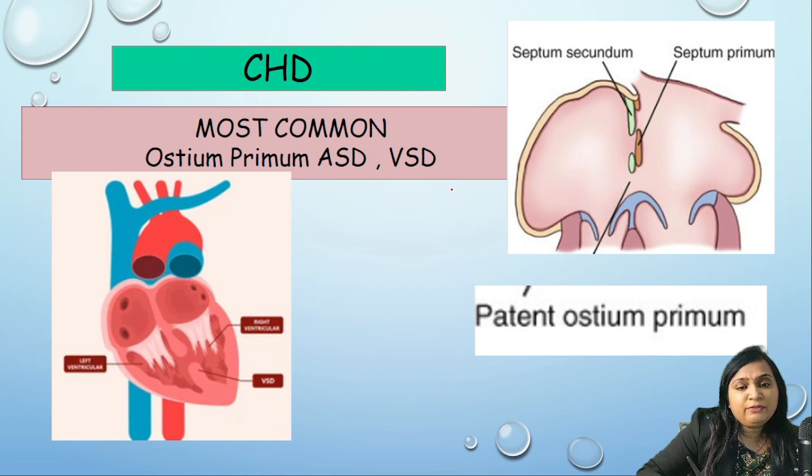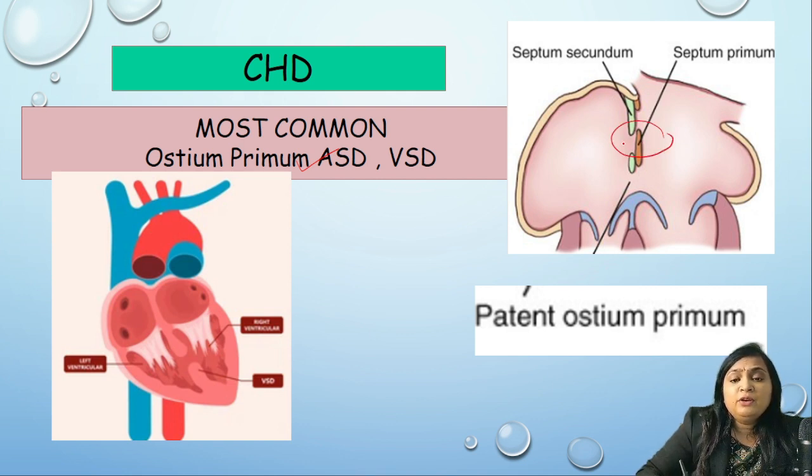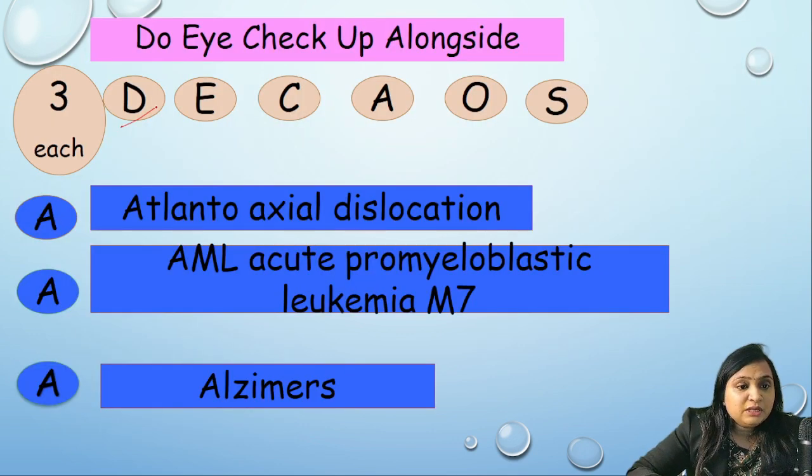Another most common type of heart disease seen in a patient with Down syndrome is ostium primum type of ASD. Usually it is ostium secundum. There is a presence of foramen ovale as well as septum secundum. If there is a defect in the septum secundum, it is called ostium secundum type of ASD. Most ASDs are of this type, while if there is a defect in the ostium primum, as shown in this figure, it is called OP-ASD, which is the ASD seen in a child with Down syndrome. So we have discussed D, E and C. Now we are discussing A.